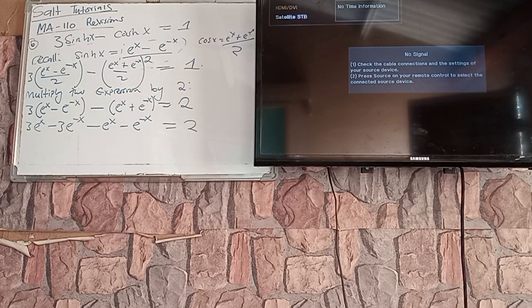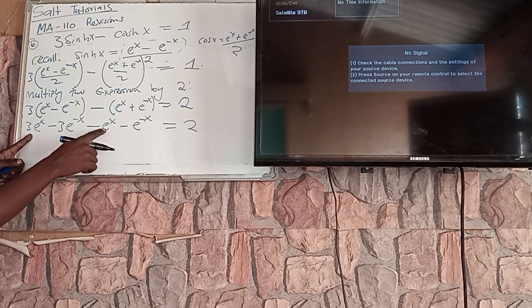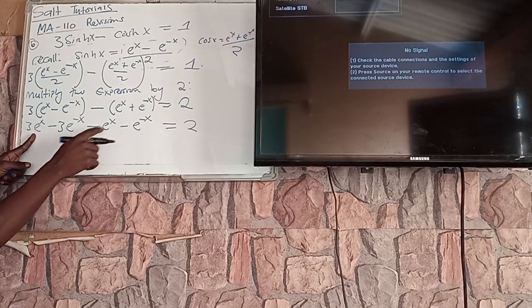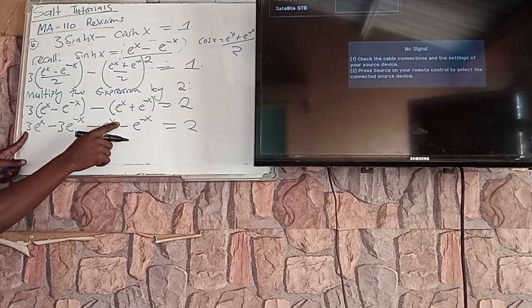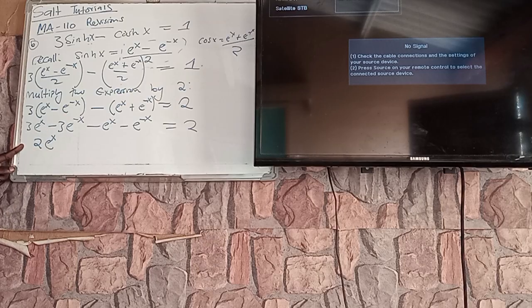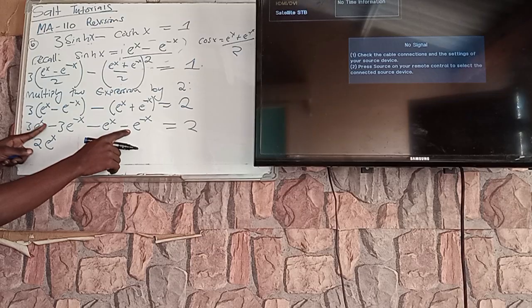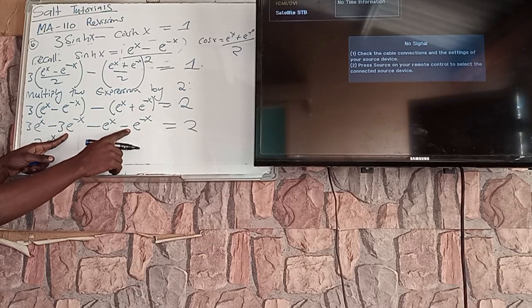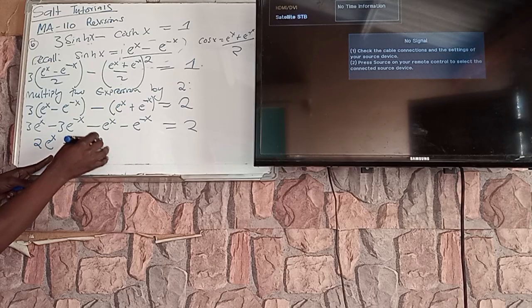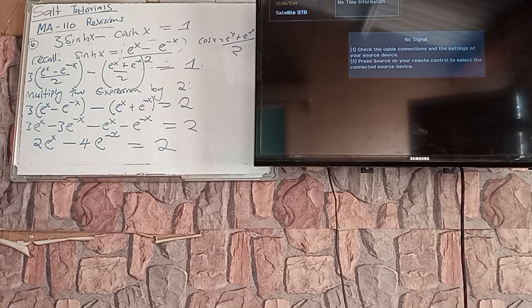From there, what can I do? I'm sure there can be some like terms happening somewhere. This one and this one are like terms, isn't it? So we have 3e^x minus e^x. So 3 of them minus 1, I'm going to remain with 2e^x. I have negative 3e^(-x) and minus that. Negative and negative, this is negative 3, negative 1. So by default, I'm going to end up with a negative 4e^(-x) to be equal to what? A 2.